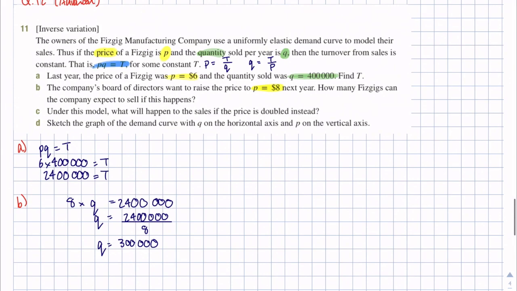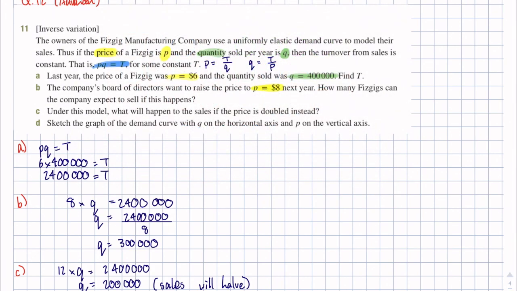Question C. Under this model, what will happen if the price is doubled instead? So now we're going up to $12. 2,400,000, so Q is that over 12, which will come out as 200,000 sales we'll have. Because we started off by selling 400,000, now we're only selling 200,000 instead.